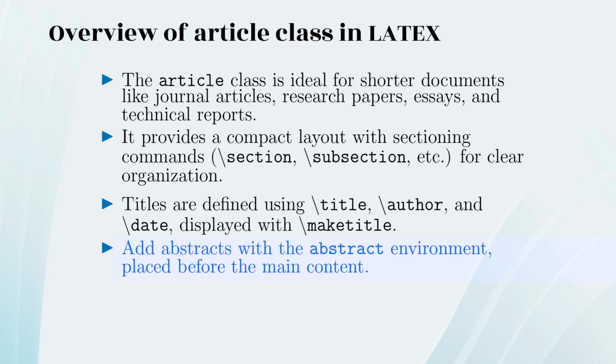An abstract can be added to your documents to summarize its content in a concise paragraph. To include an abstract in the article class, you can use the abstract environment, which is enclosed by the commands begin abstract and end abstract. This section typically appears at the beginning of the document before the main content.